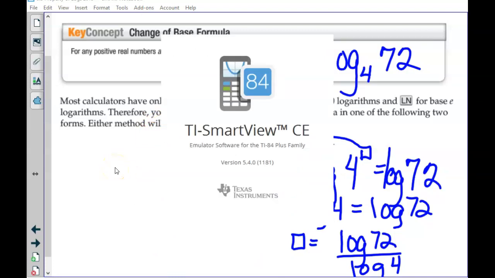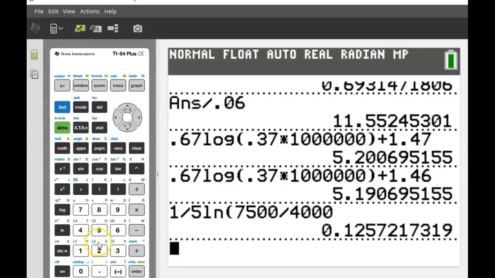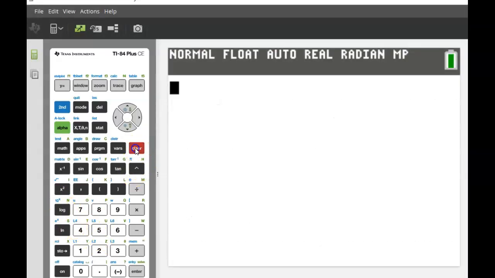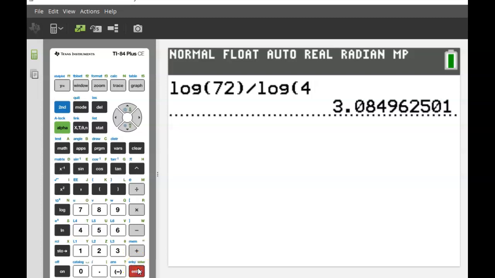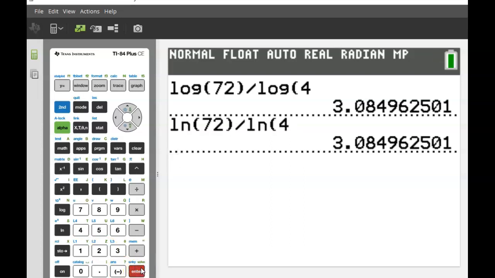Close parenthesis. Okay. Log of 72, close parenthesis, divided by the log of 4, and that would actually close the parenthesis for itself. Then I want you to try ln. ln of 72, close parenthesis, divided by ln of 4. Okay?